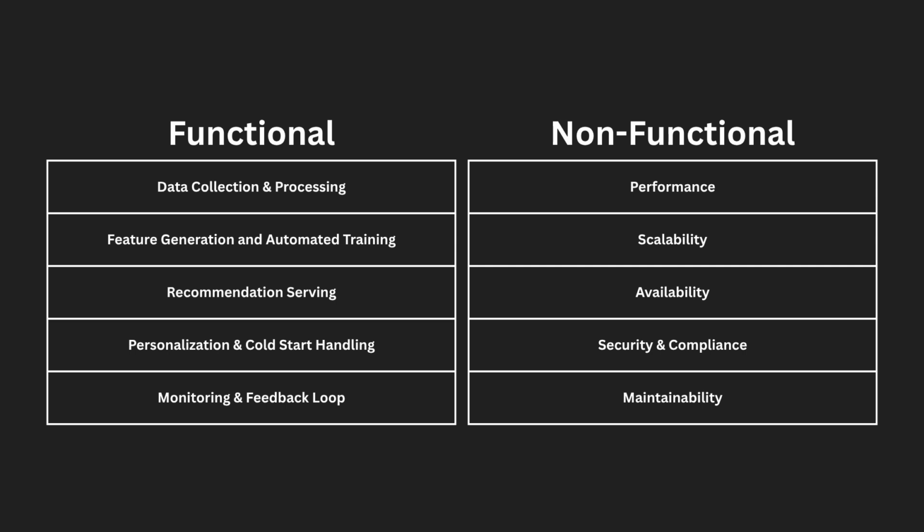So first up, functional requirements, which begin with data collection and processing. The system must collect user interaction data, such as clicks, views, purchases, product metadata, and reviews in real time. Next, feature generation and model training. The system must train a model which can recommend products to users based on their features.